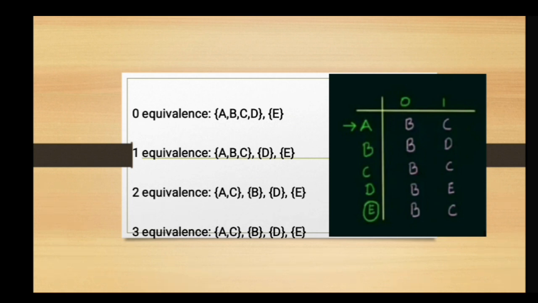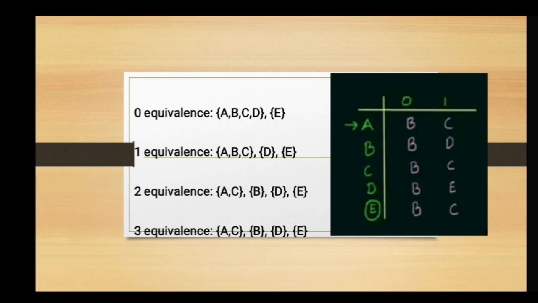Next, step 3, write 2 equivalence, and stop when there are no changes in the current set. So check if there are no changes between the current and previous sets. Now you can stop the process. Since there are no changes, now we can draw our newly designed DFA.